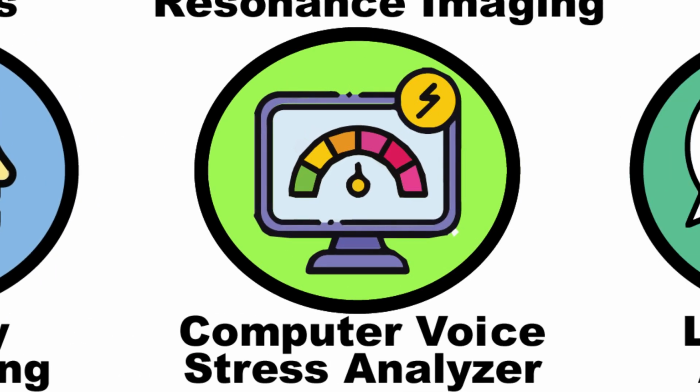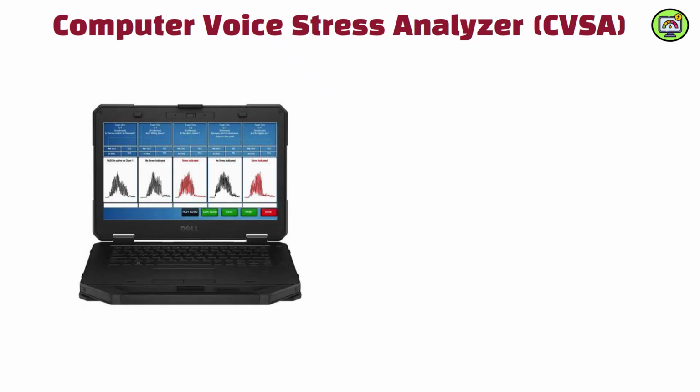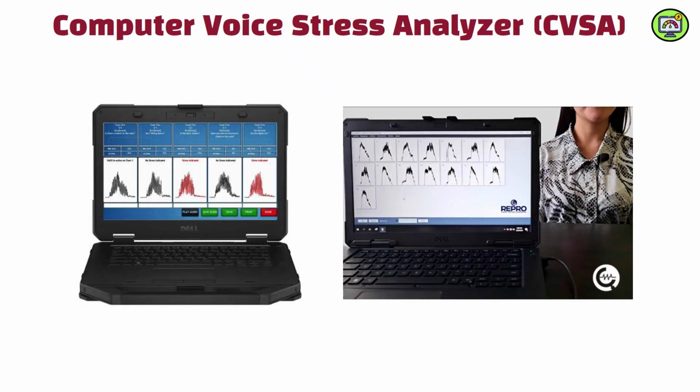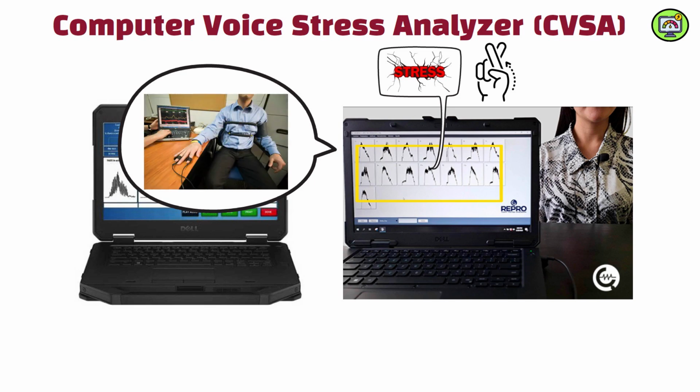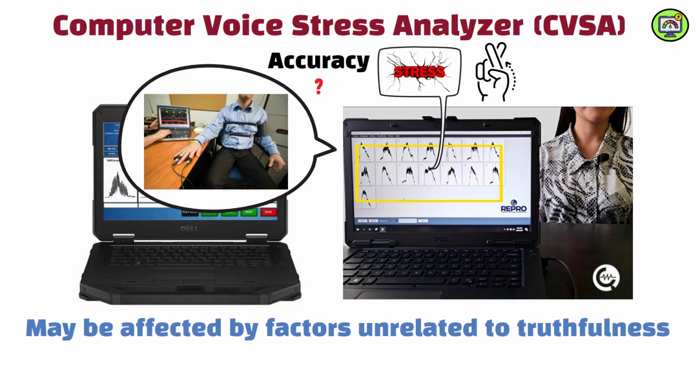Computer Voice Stress Analyzer, CVSA. Similar to voice stress analysis, CVSA uses a computer to analyze vocal patterns for signs of stress that might indicate deception. It's sometimes used by law enforcement as an alternative to polygraphs. However, its accuracy is debated and it may be affected by factors unrelated to truthfulness.